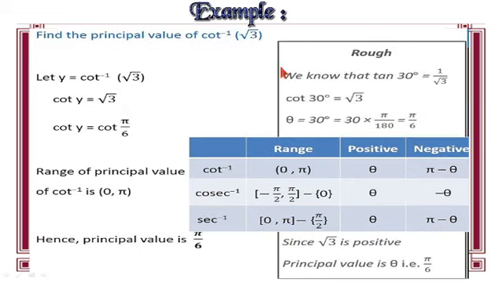Cot inverse root 3. First of all, tan 30 is 1 upon root 3. These are very basic things that I am discussing and I hope you must be knowing all these concepts. Cot 30 is equal to root 3 and this is pi by 6. Now cot inverse and the angle given is positive. So this should be the answer, pi by 6, and yes, pi by 6 lies in this interval. So this is the only answer.